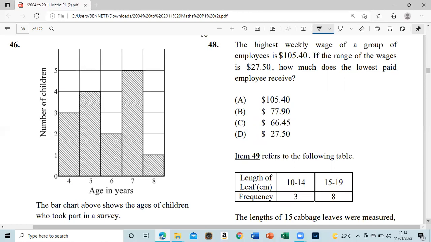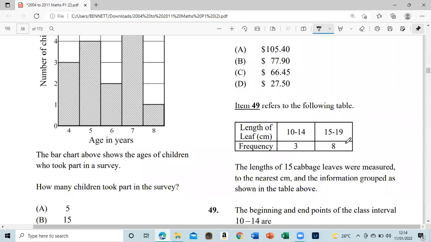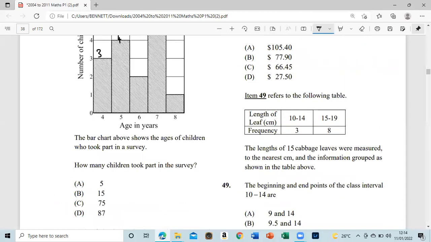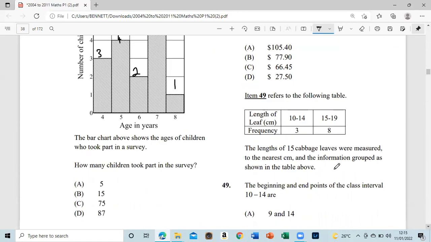Alright, the bar graph shows the age of children that took part in a survey. How many children took part in the survey? So this is the age, this is the number, so it's 3. I think this is 15. And this is 2. Just make a rough check. So 1 and 5, 6, 8, 12, 15. This is correct. So that would be 15.